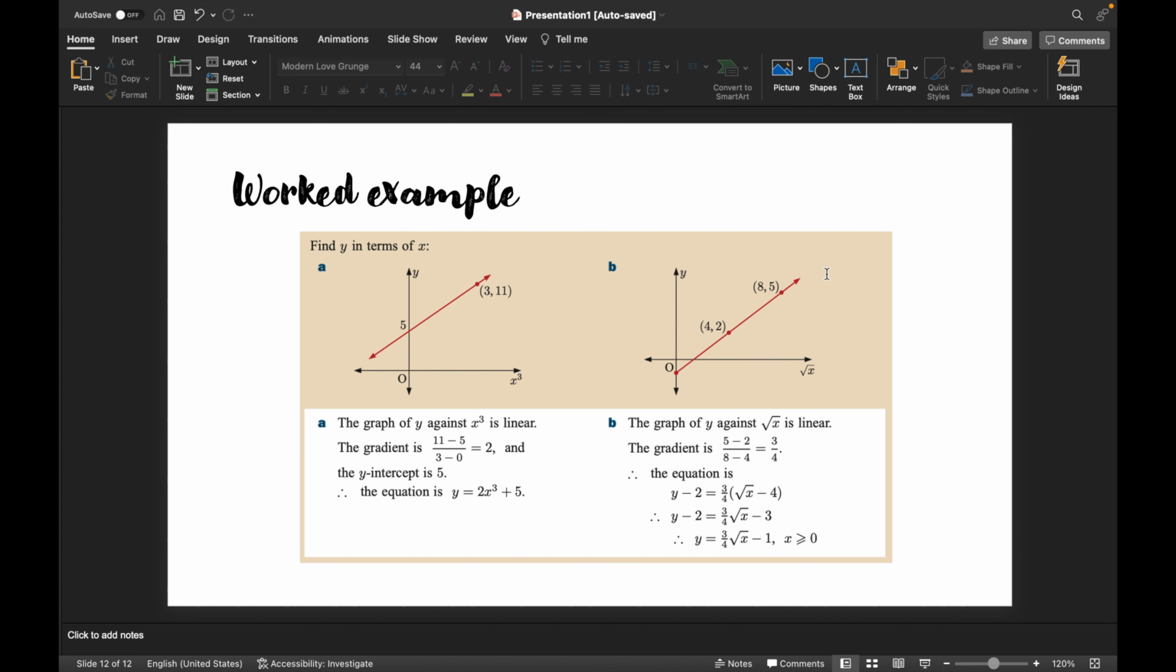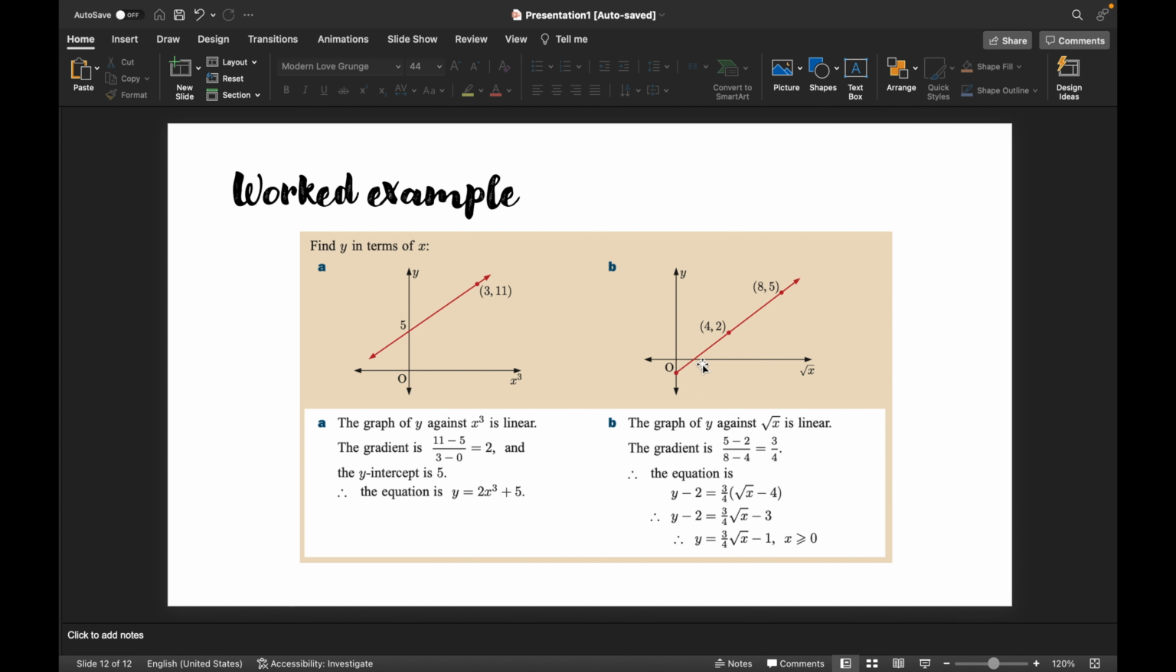And now let's look at the worked example. We're supposed to find y in terms of x. First you can find the gradient here, which would be 2, and then the y-intercept is 5. Now you can write this in the form of y equals mx plus c, but instead of writing x, you write x cubed, because that's the variable on the x-axis. So if you do that, you get y equals 2x cubed plus 5. We'll look at the next example.